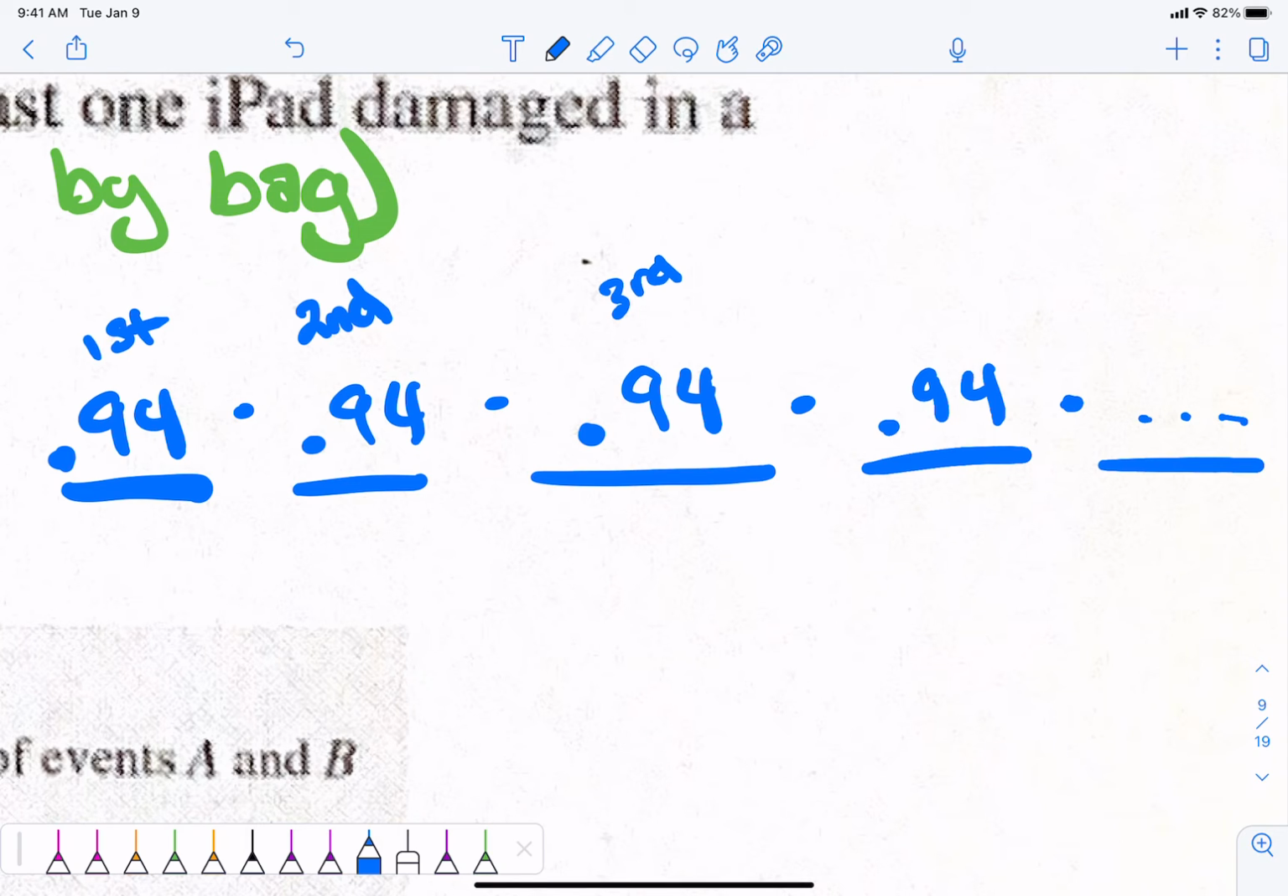I don't want to type that into my calculator 20 times. Can we do 0.94 to the 20th power? That's not cheating. That's exactly what I want you to do, because I don't want you to type it in 20 times because you're going to lose track. 0.94 to the 20th power.